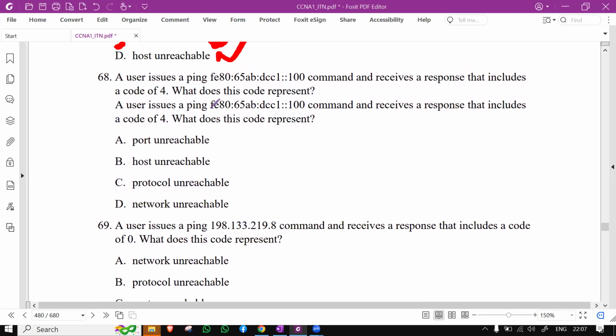We have a code 4. Code 4 is the port, and I think code 4 is also the port for IPv6. Number 0, I mean. Number 1, then it's the firewall. Number 2.